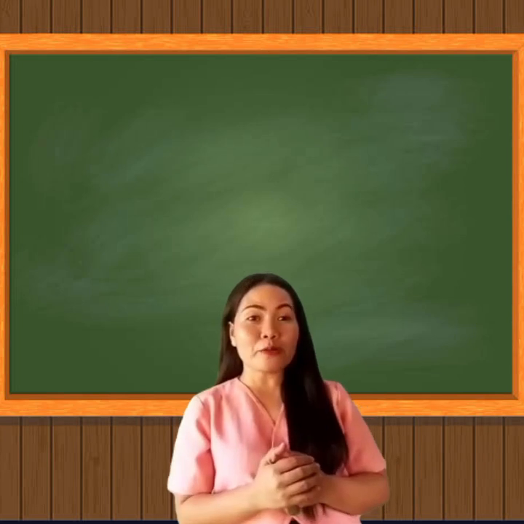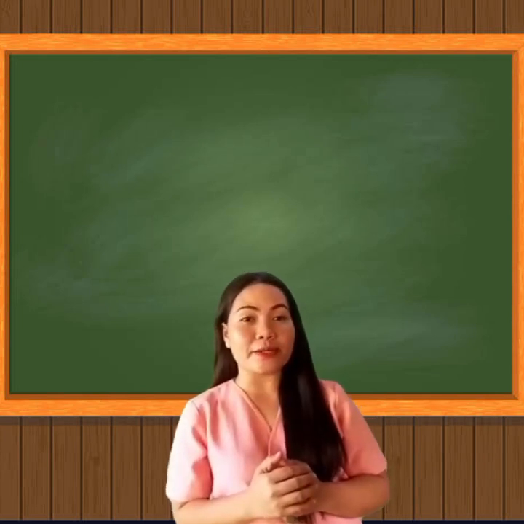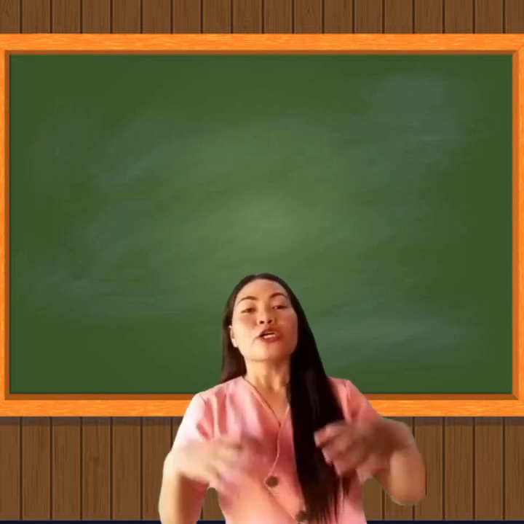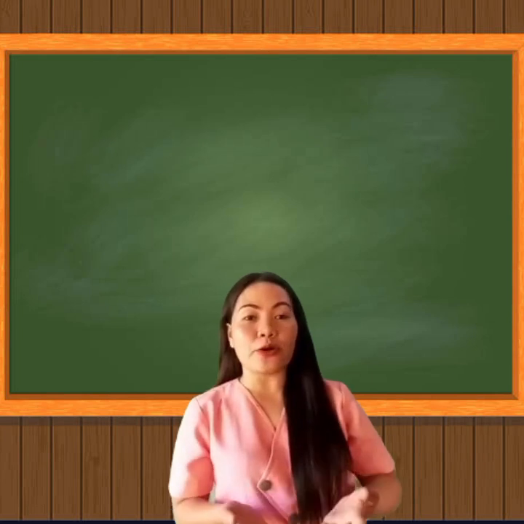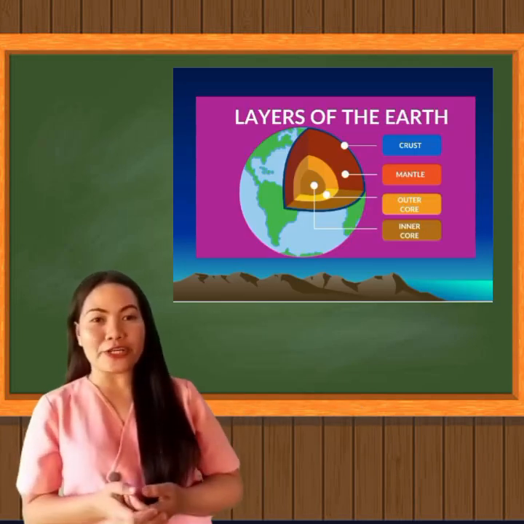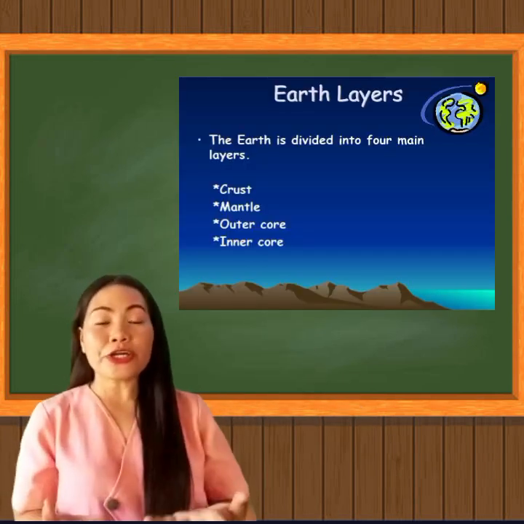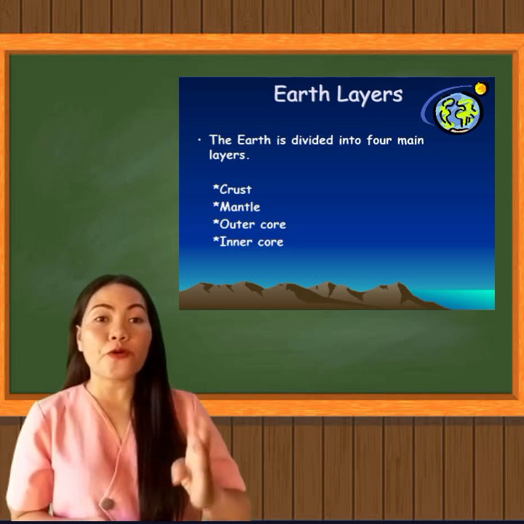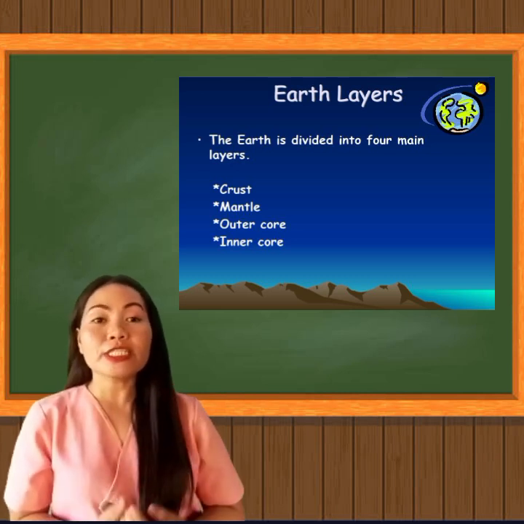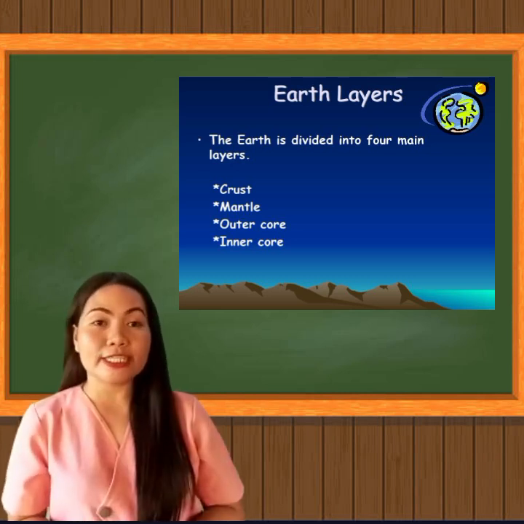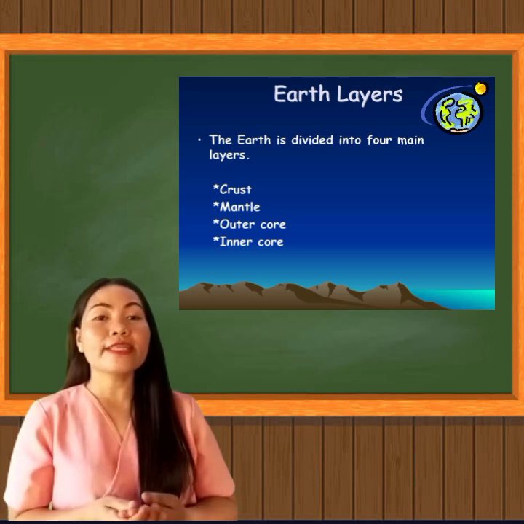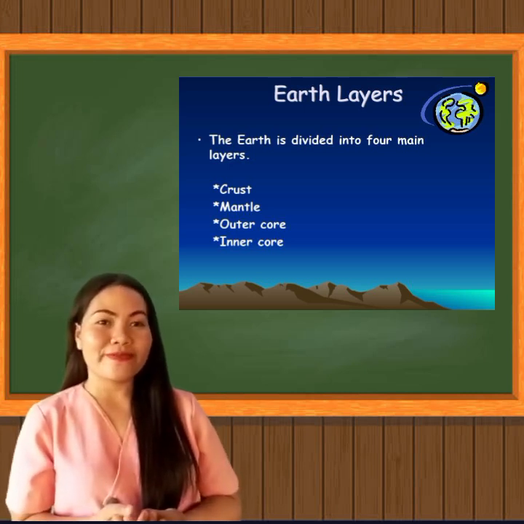Class, what have you observed in our activity this morning? Very good. So our topic this morning is called the layers of the earth. The earth is divided into four layers. The first is the crust, then the mantle, the outer core, and the inner core.